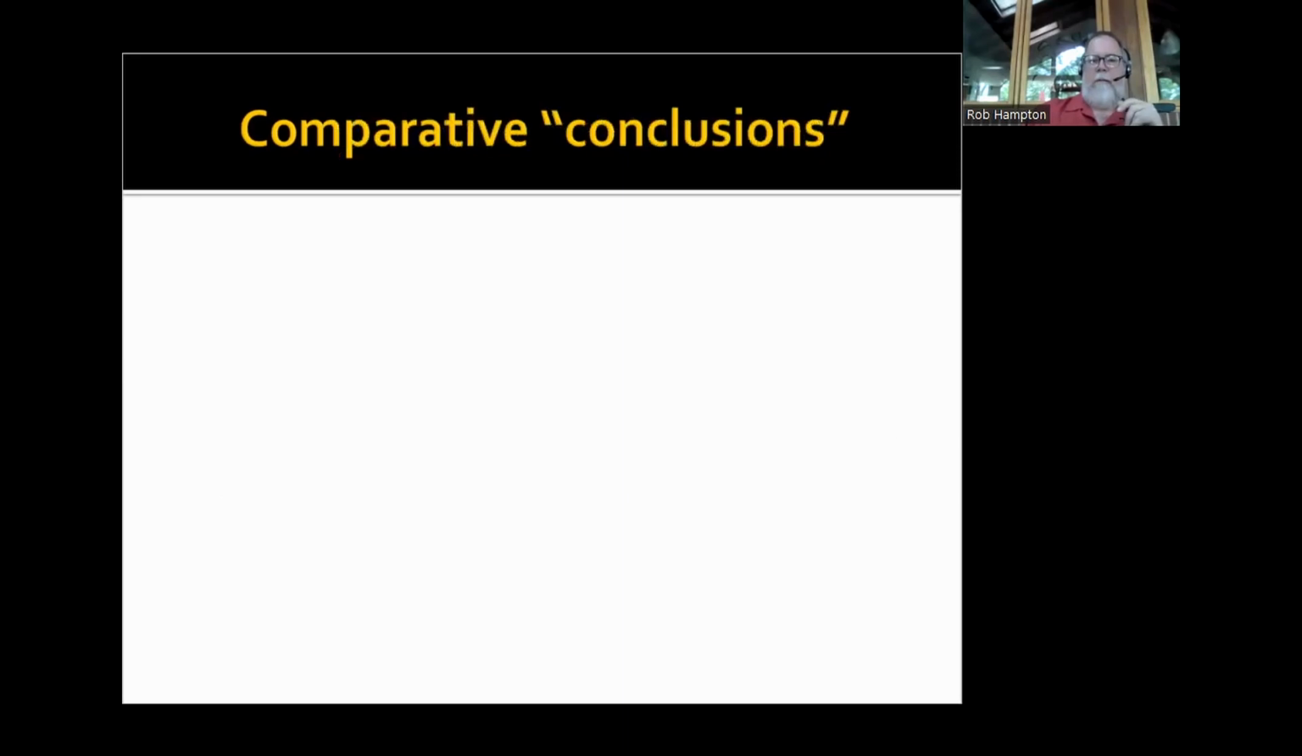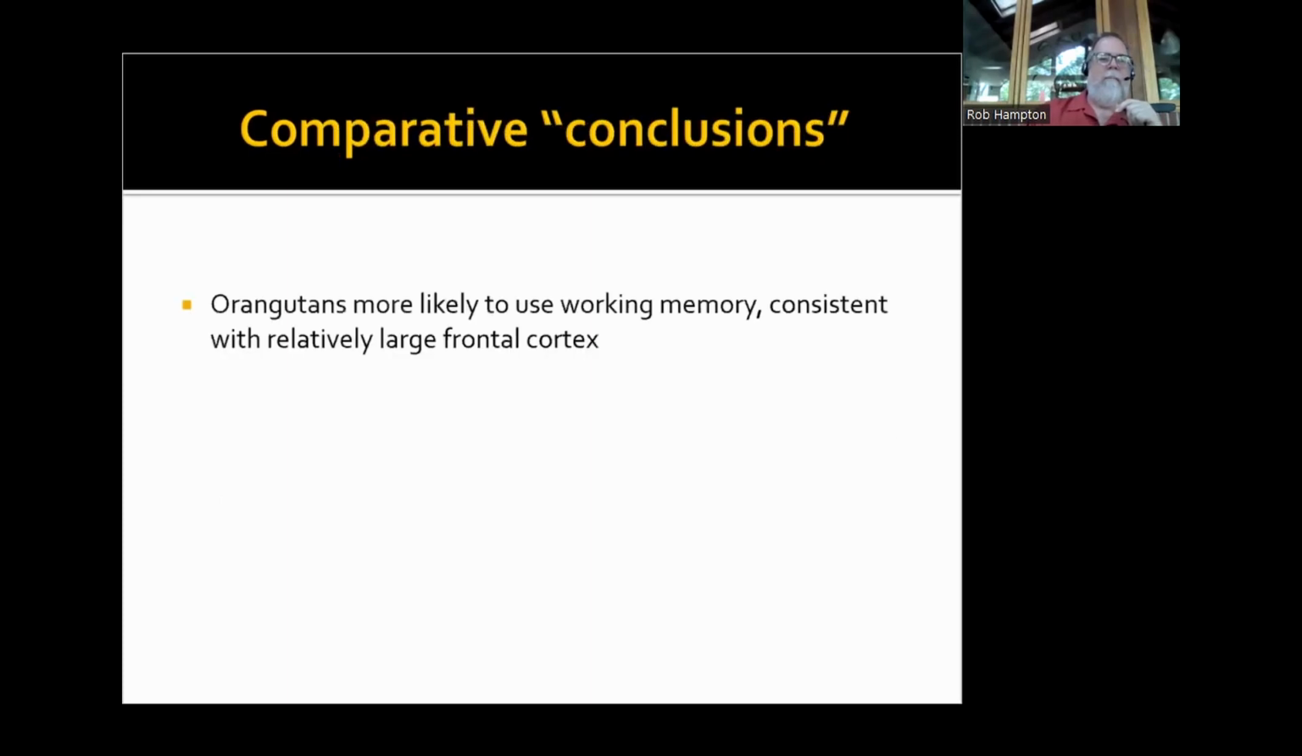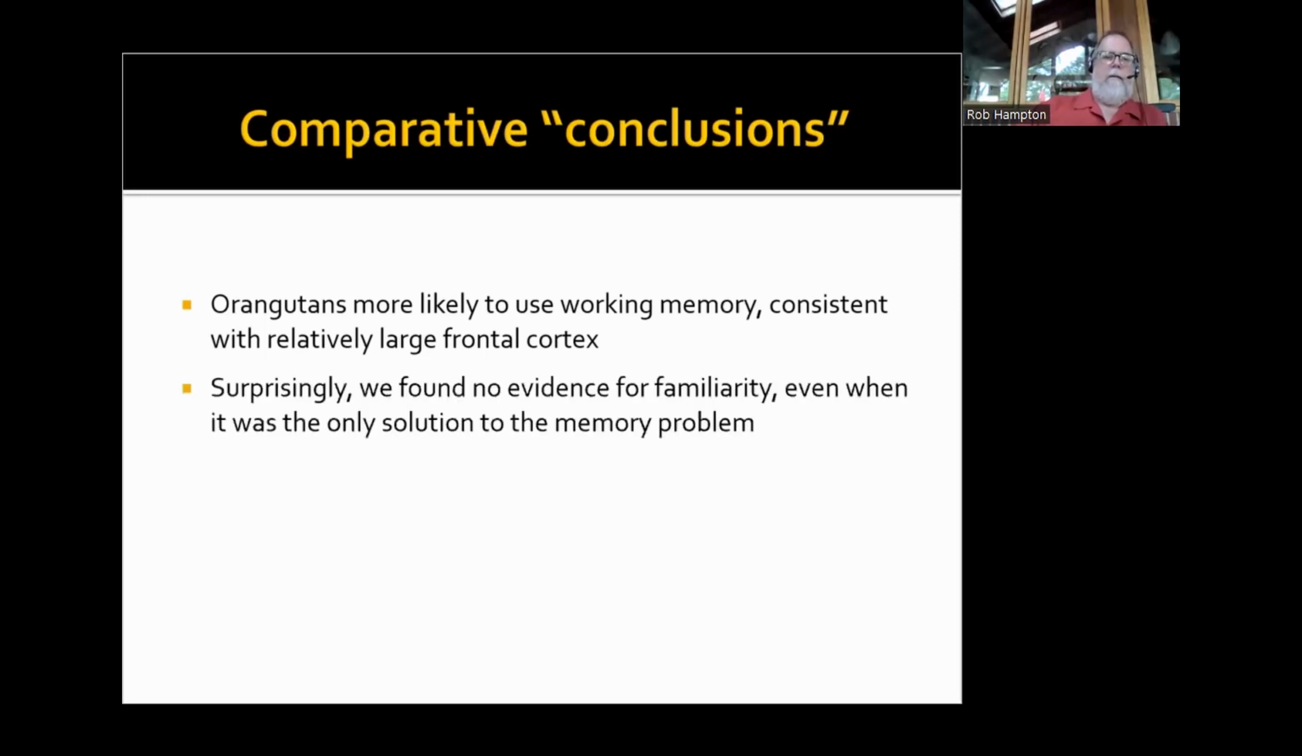Now, the comparative conclusions, I want to be clear, probably ought to be a little more tentative because we're so puzzled by these. But we find that the orangutans are more likely to use working memory, and that's consistent with the way we went into this work, with the naive working hypothesis we had that because they have a large frontal lobe, maybe they're going to be more likely to use executive function. They're going to use working memory. So that is consistent with that view, but it's still shocking and surprising to us that we're finding no evidence whatsoever of a familiarity signal, even when we designed a test where that's the only solution that the orangutans could use to solve the problem.